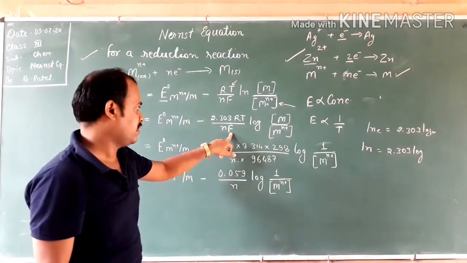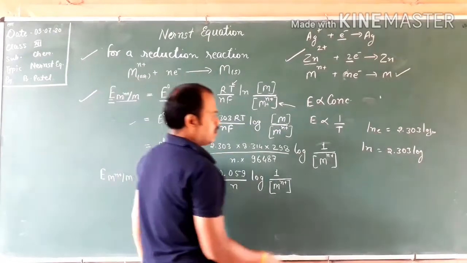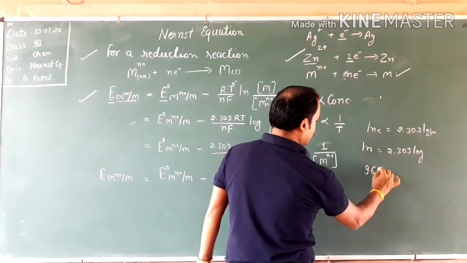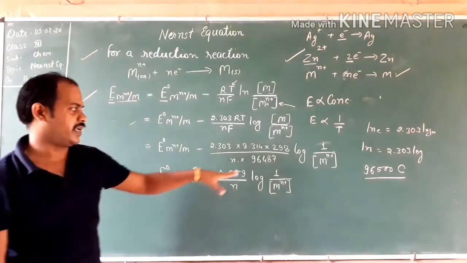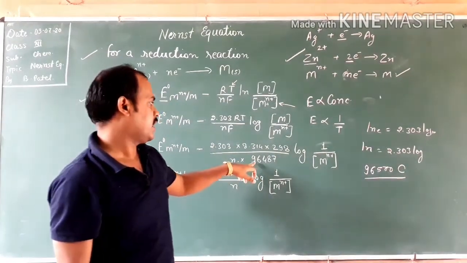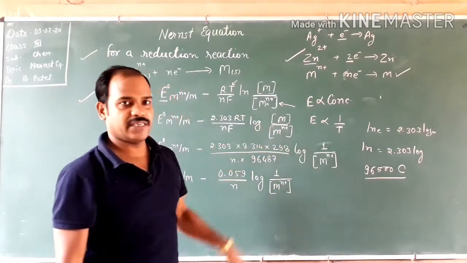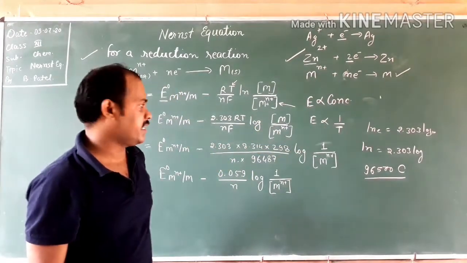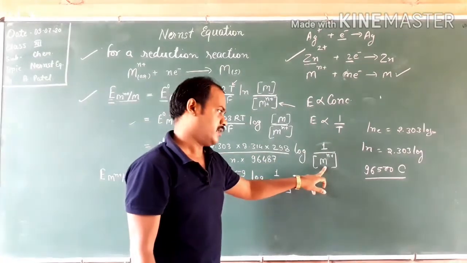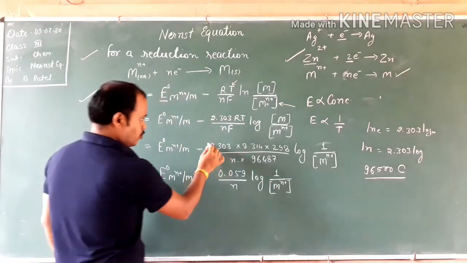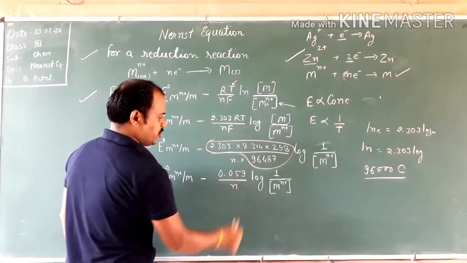F is the Faraday constant, which has the value 96487 coulomb, or in round figure we can write it as 96500 coulomb. We can use both values, but for accurate calculation we will use 96487 coulomb. In log, the concentration of solid is taken as unity, so it is 1, and Mn+ is the concentration of solution. If you solve this, you will find the value 0.059.